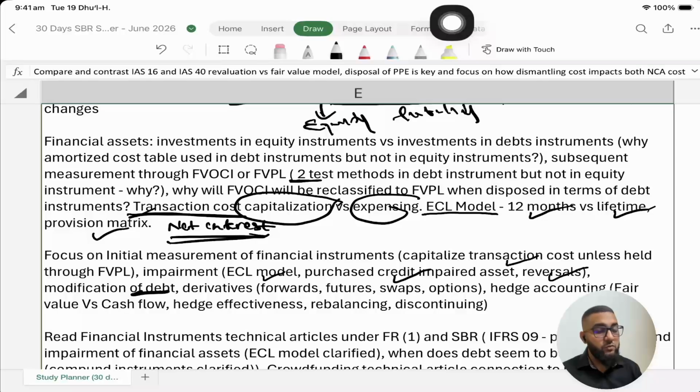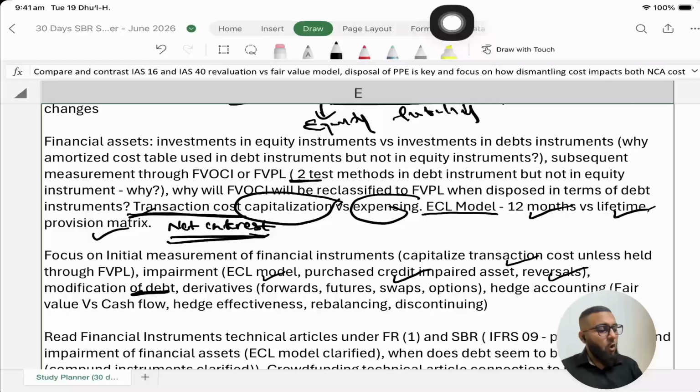Modification of debt. So we saw lease modification already, right? We saw the revenue modification. So you need to master when the revenue modifications happen, contract modification. How do you deal with lease modifications? What are the ways in which lease modifications would impact? Then now comes the debt modification or liability modification.